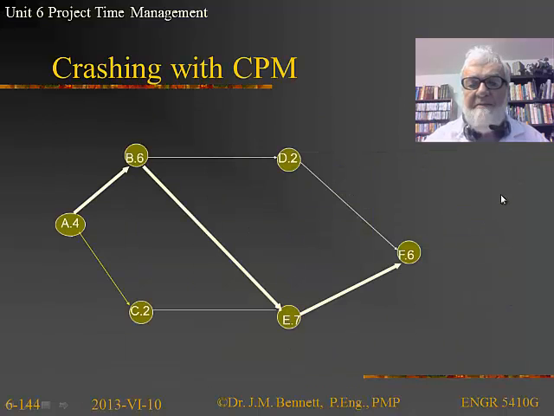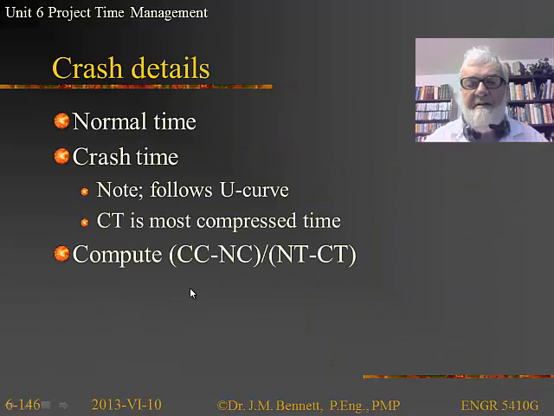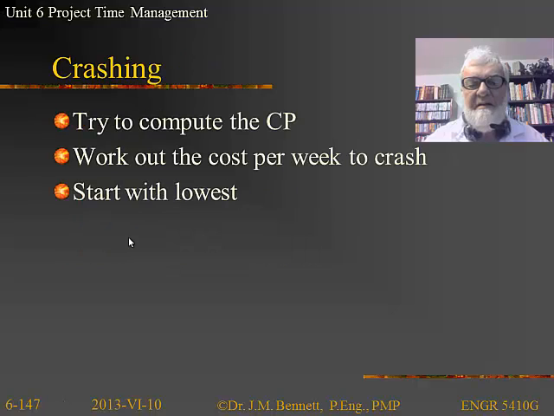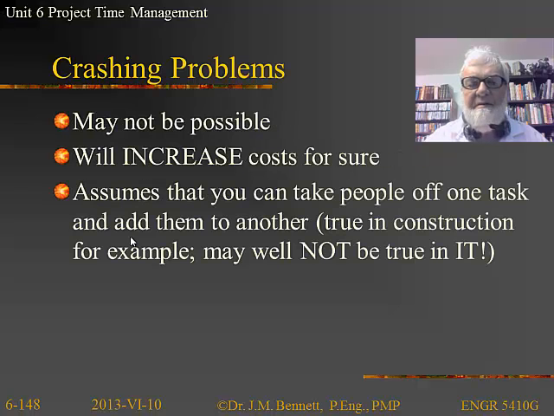Now you have to be careful when you do crashing things like this or this, may all of a sudden put one of these other guys on a critical path, so it has to be done with care. Now basically, when we do a crash, the compressed time is the most compressed time we can actually take. So to do that, work out the critical path, the cost per week, and start with the lowest.